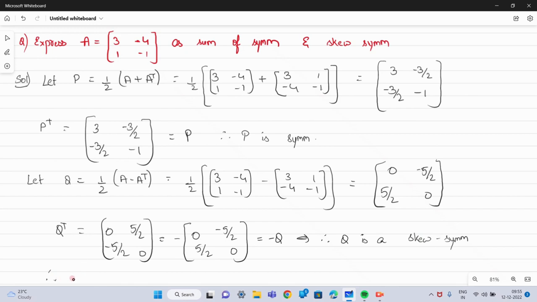Therefore, we can write A matrix as P plus Q, which is nothing but half of A plus A transpose plus half of A minus A transpose.